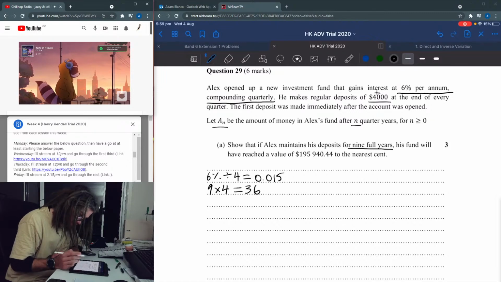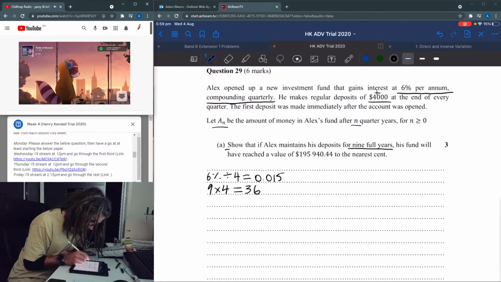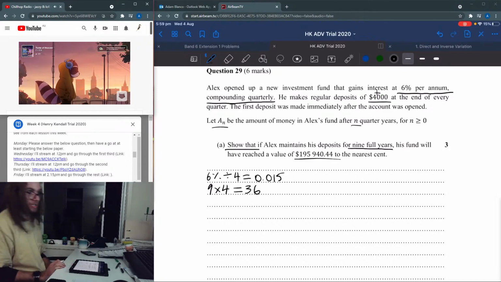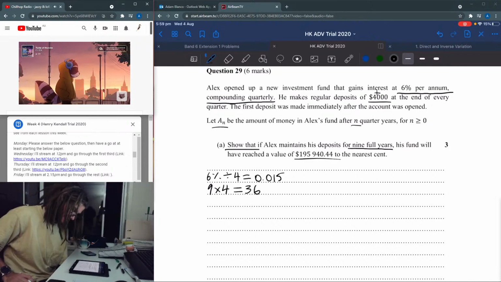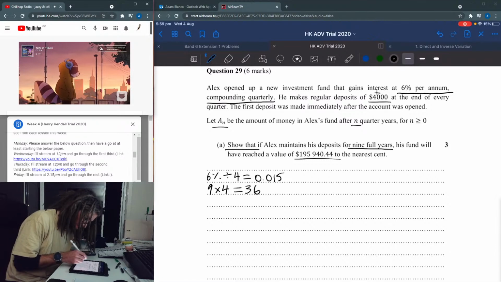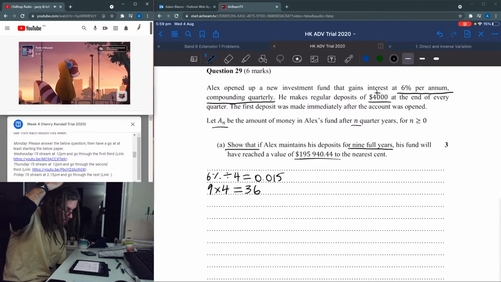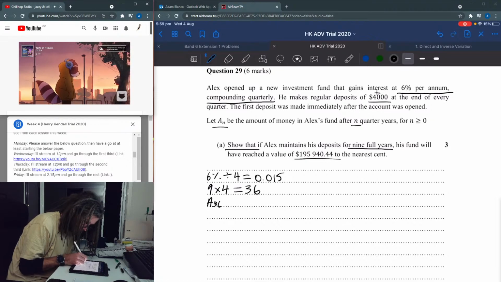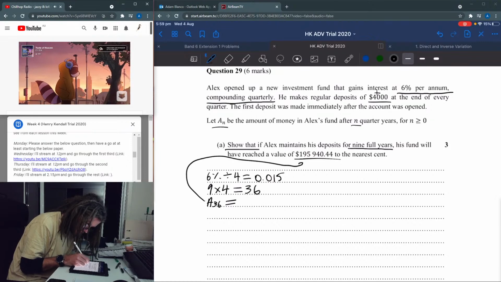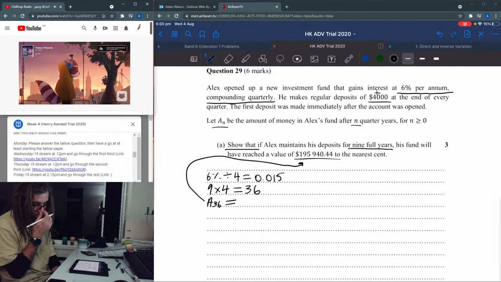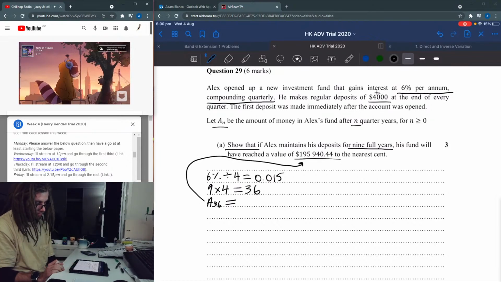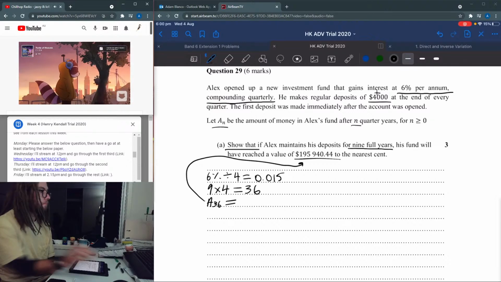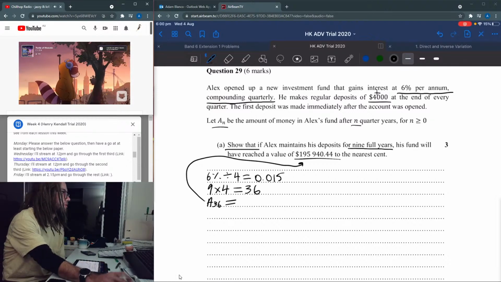His fund, oh, it's given us the answer. He's saying show that this is the answer. Well, at least we know where we're going. That's basically telling me that A36 is equal to that. That's what it's kind of telling me. Okay, I like it. Make sure I'm good.